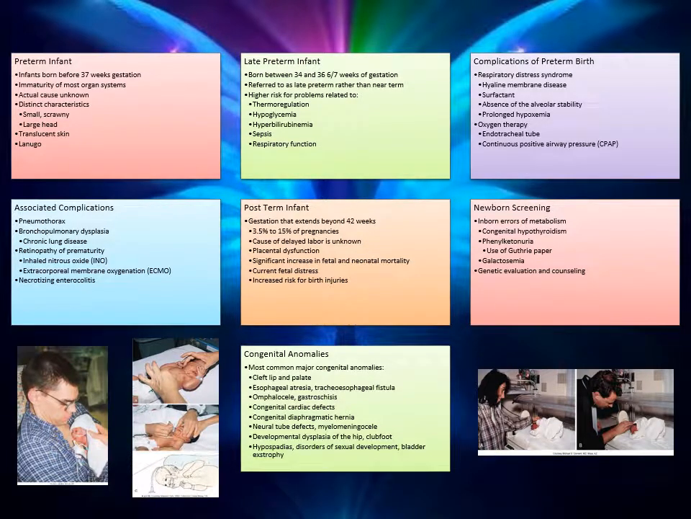Briefly overview the congenital anomalies. Most common major congenital anomalies are cleft lip and palate, esophageal atresia, tracheoesophageal fistula, omphalocele, gastroschisis, congenital cardiac defects, congenital diaphragmatic hernia, neural tube defects, myelomeningocele, developmental dysplasia of the hip, clubfoot, hypospadias, disorders of sexual development, and or bladder exstrophy.